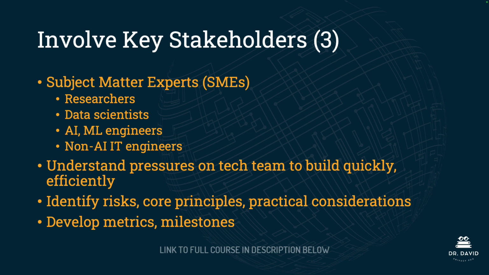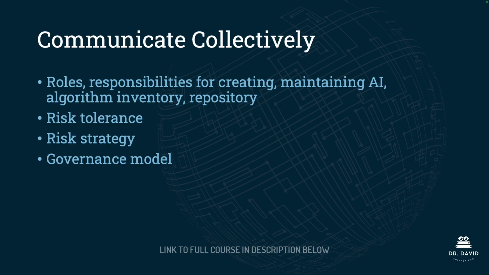Similarly, if you're putting together a project plan, we want to know what the different milestones are to chart progress throughout this project. Of course, with all of these individuals and their organizations, we want to communicate collectively the roles and responsibilities for creating and maintaining an AI or algorithm inventory or repository. It's important everyone is on the same page with regards to risk tolerance, risk strategy, and the governance model. And we're going to talk about governance models next.